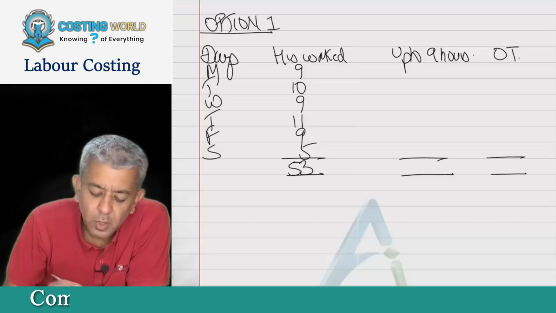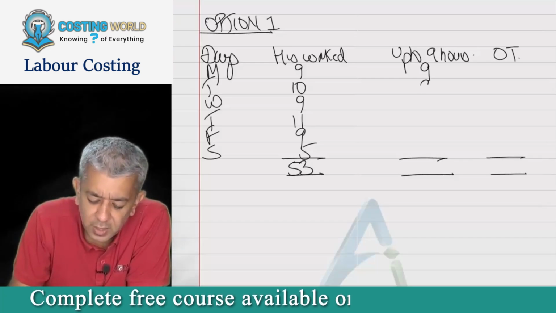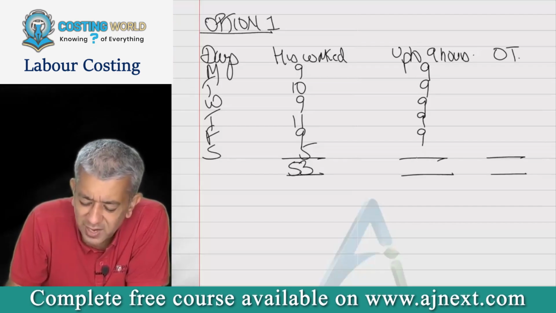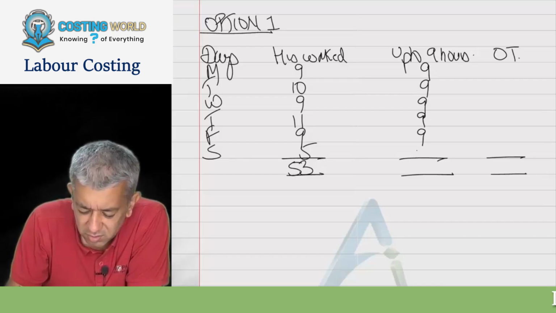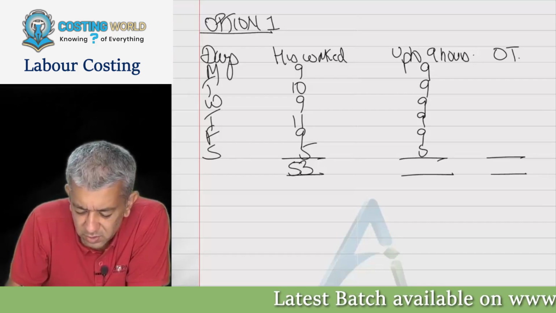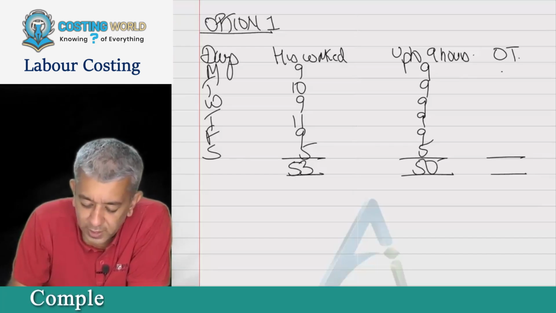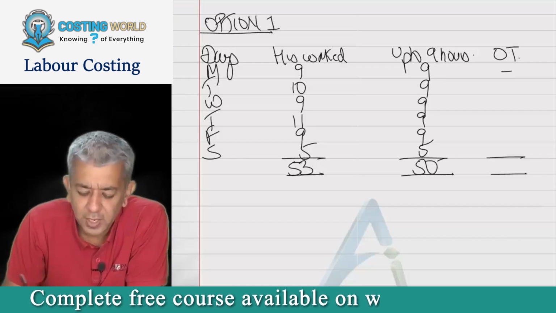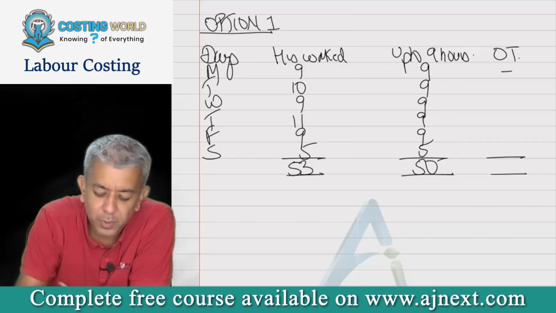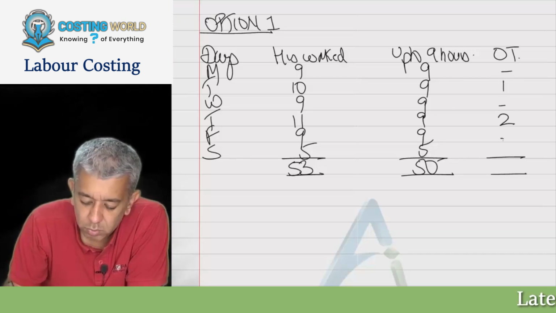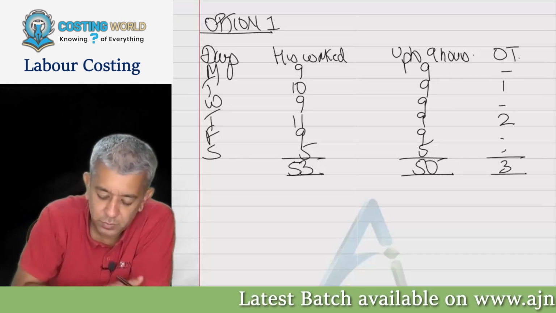Okay. So up to 9 hours: 9, 9, 9, 9, 9. In the last case, I'll write down 5 only, no? Yes, because in any case, 9 hours didn't happen only, no? So 9 into 5, 45, 50. So overtime, up to 9 hours we have written over here. We are writing beyond 9 hours over here. So therefore 1, we are writing 2, 3, total.